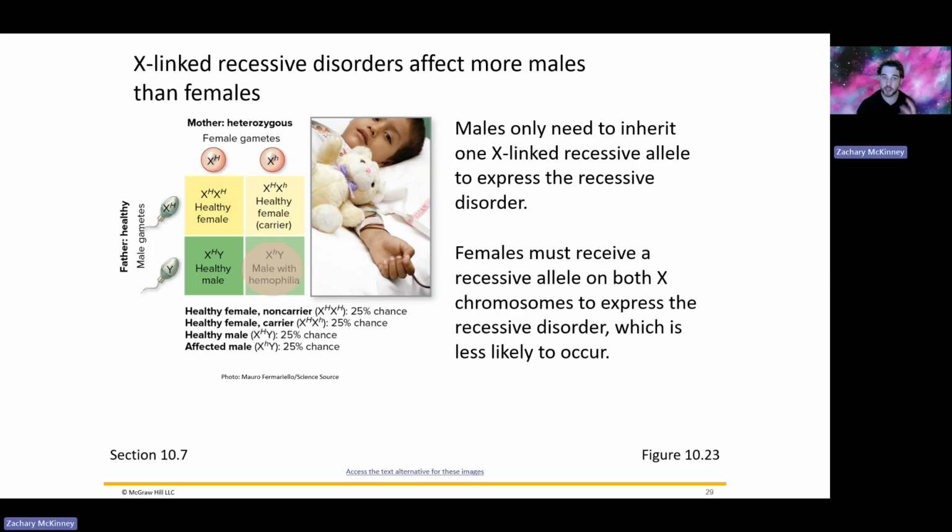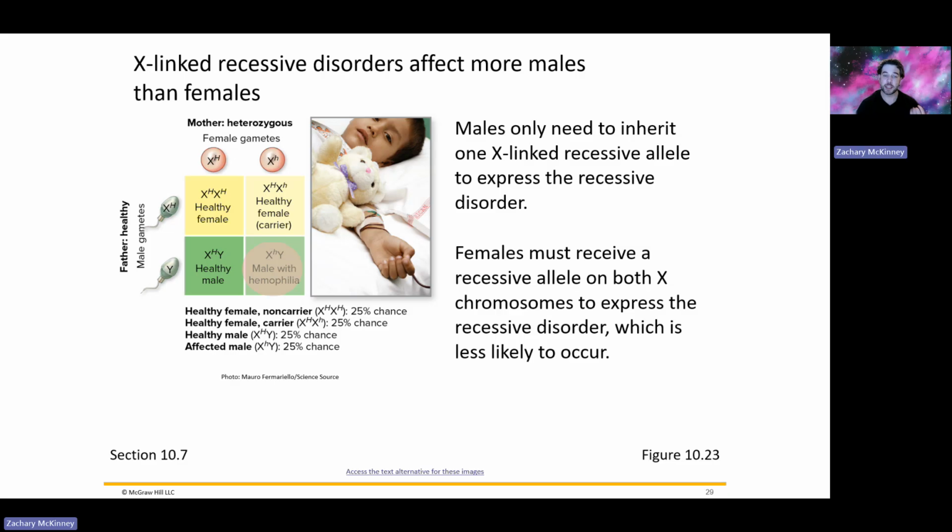And so again, this goes back to our healthy versus carrier versus affected. With this cross, you have a heterozygous female and a healthy male. We say healthy male because his X is the dominant allele. He does not have hemophilia. He's going to pass a dominant allele to his daughters, and his daughters are not going to be affected because he's got that one dominant allele. That's all that they need to be non-affected.